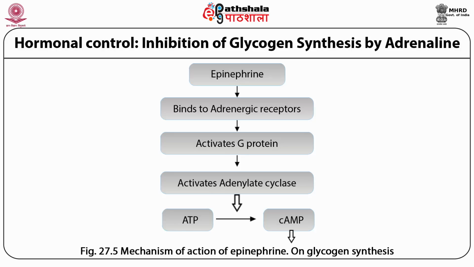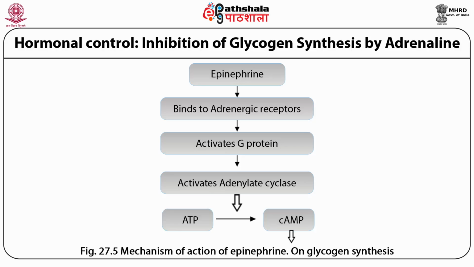First, we will study the inhibition of glycogen synthesis by adrenaline. Glycogen synthesis and glycogenolysis are regulated by hormones. When the level of blood glucose falls, alpha cells of the pancreas secrete glucagon. Glucagon stimulates glycogenolysis inside the liver. Glycogenolysis releases glucose into the bloodstream to improve the blood glucose level again.